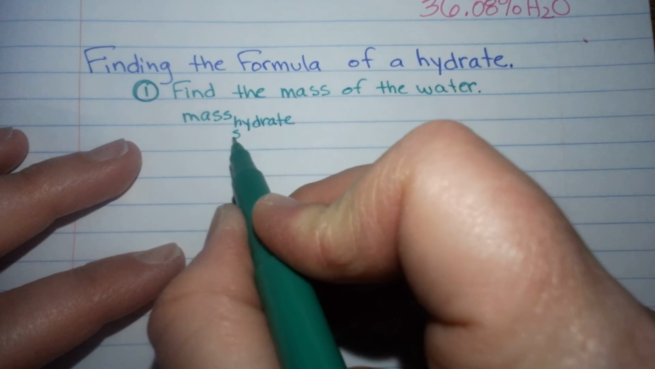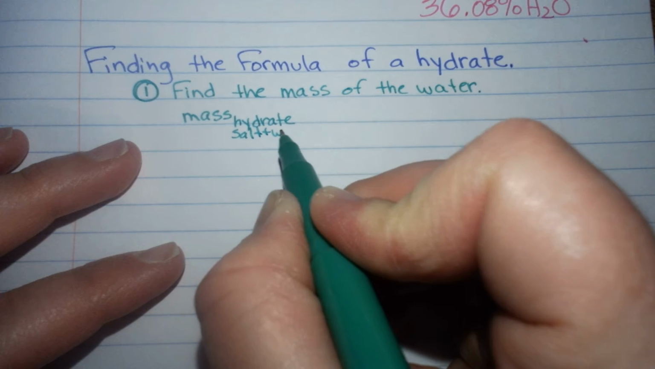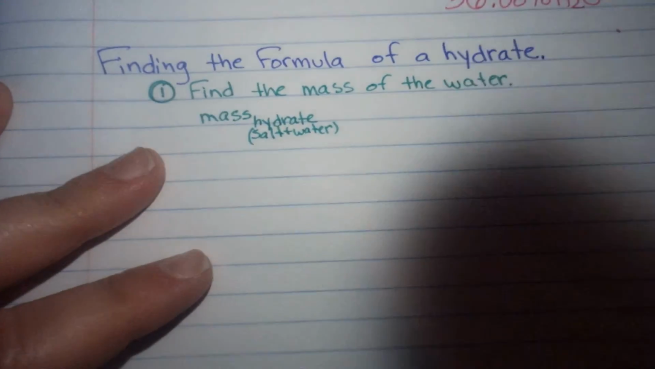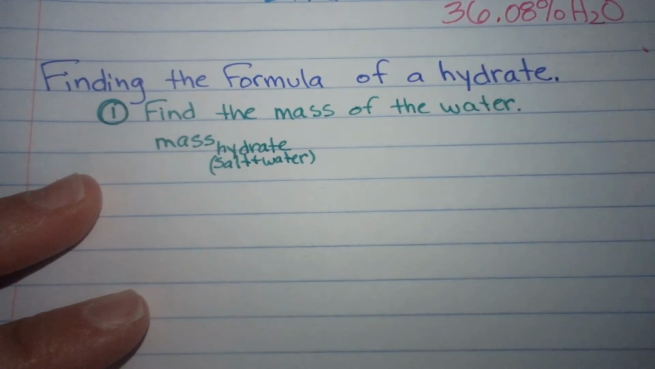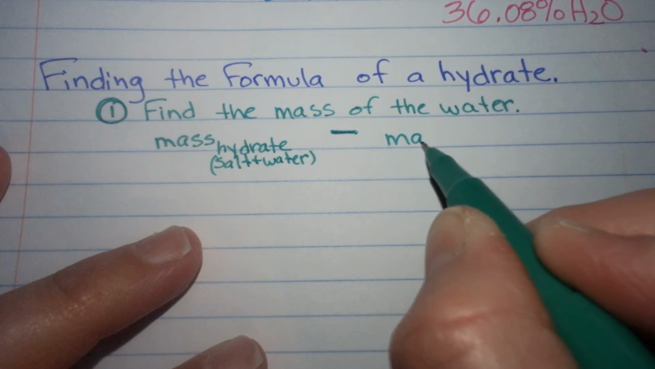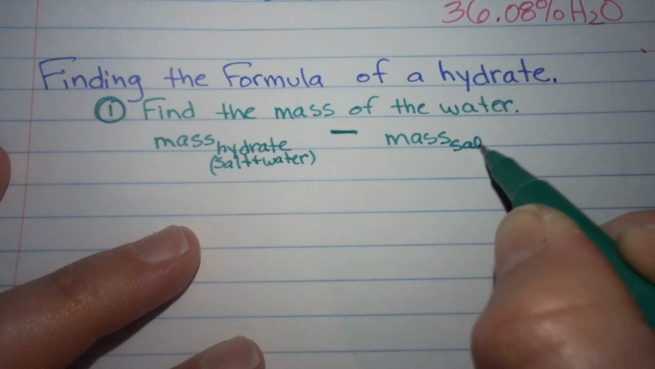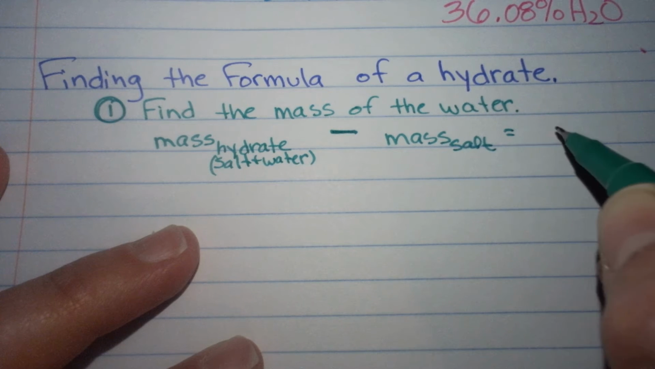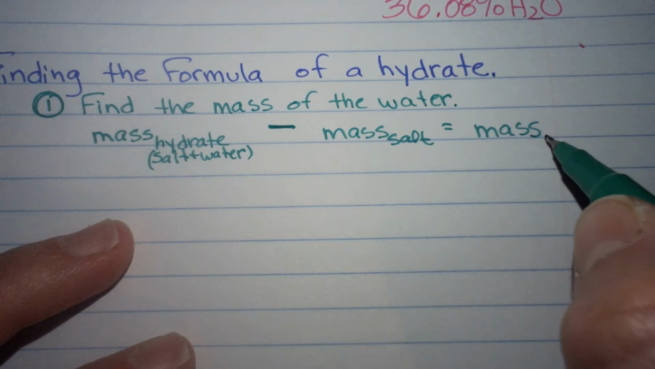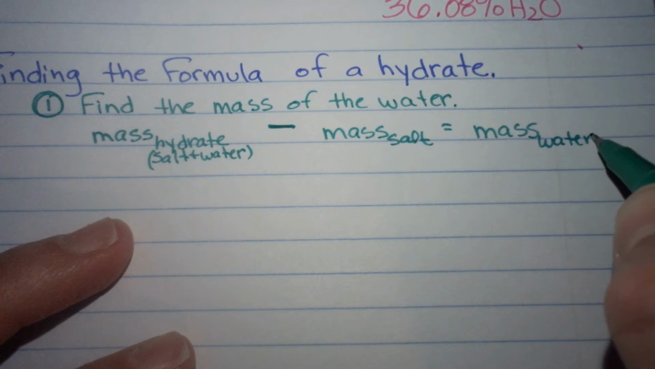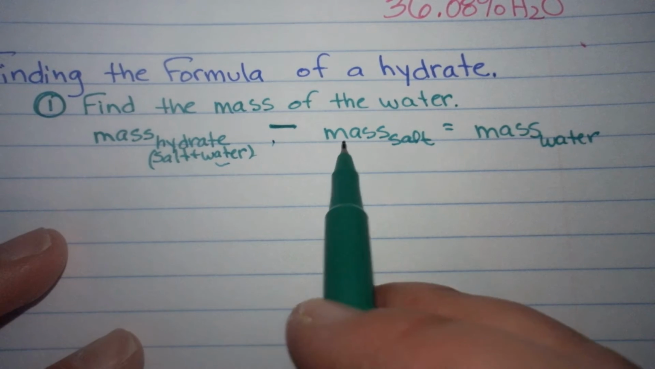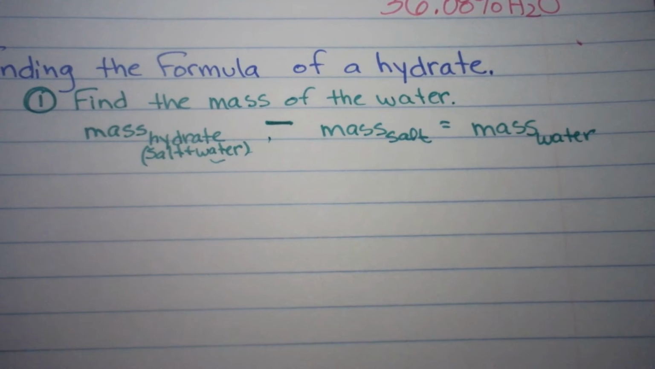So that is salt plus water. Alright? And maybe I should get a little closer here. And you're going to subtract the mass of the salt. That is going to equal the mass of the water. And that makes sense. If we have hydrate, which is salt plus water, and we're going to take away the salt, then we're going to get just the water. That's the first step.